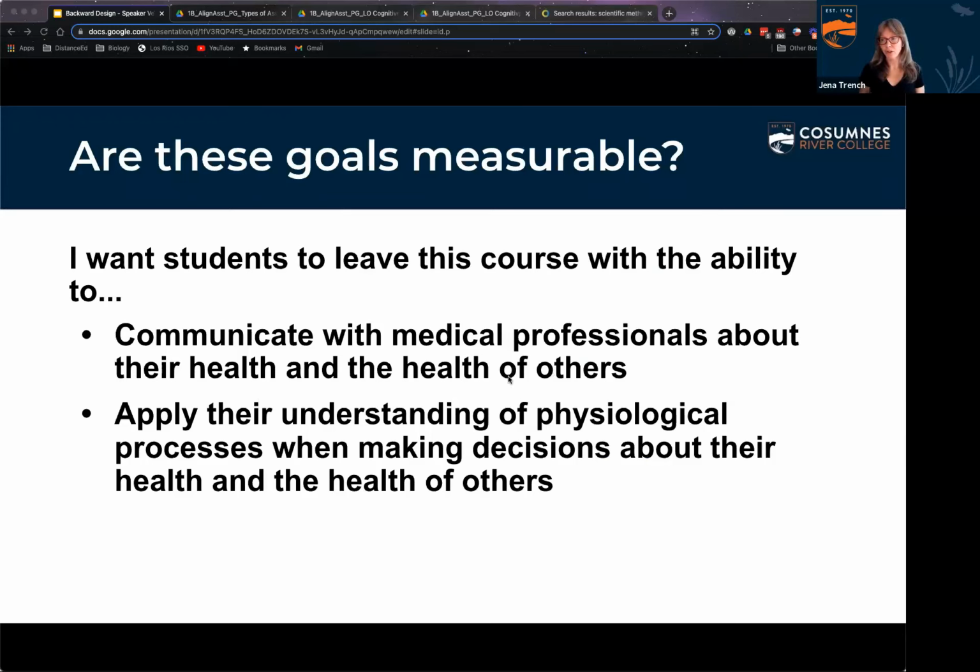So if I want students to leave the course with the ability to communicate with medical professionals about their health and the health of others, I would ask them to do some sort of assignment that would demonstrate their ability to explain and describe perhaps symptoms of disease, and to relate that to the content. Like, for example, if we're talking about a digestive system disease, I could ask them, okay, well, if you're going to be talking about ulcers, can you describe this using appropriate medical terminology and explain what this actually would mean for a patient in terms of their experience with the disease and also their treatment?